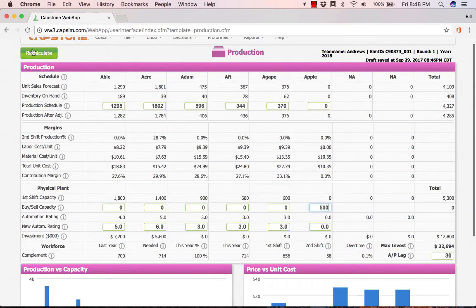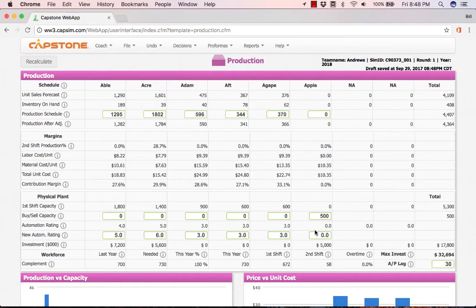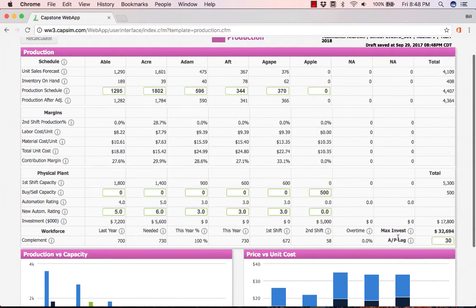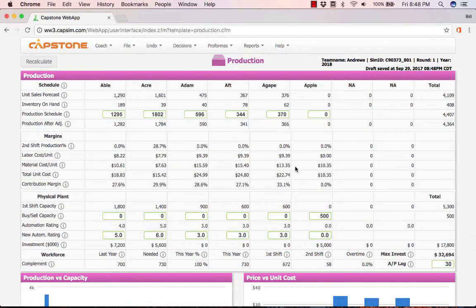So let me hit recalculate there. There we go. And so it tells me I've got an investment this year of $17,800. I could invest up to $32,694. I may not be investing enough. I don't know. But I'm just doing this to see what our results are going to come out with. And again, I'm not going to produce any because I don't have the capacity, as you can see here, to produce any Apple. But I have purchased that, so I'm ready to go next round when Apple comes onto the market.